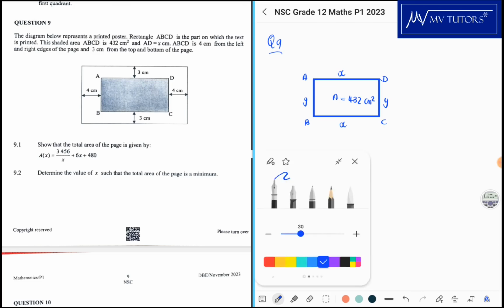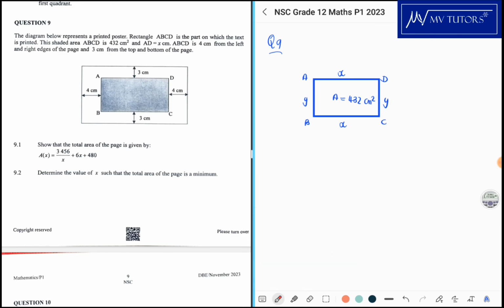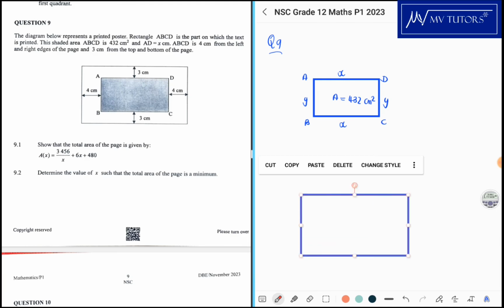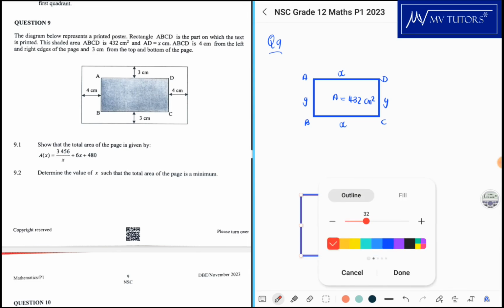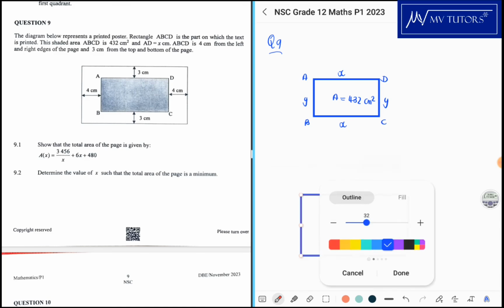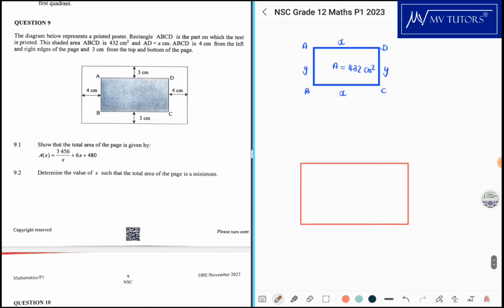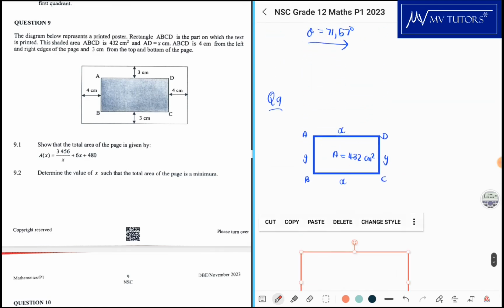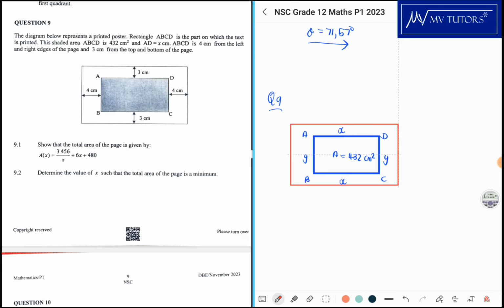Actually, let me put in the bigger portion. Let me just copy and paste that and then put in the information. Make that red. It didn't change. Change style, red, done. Let's put it here. Make it a bit bigger.